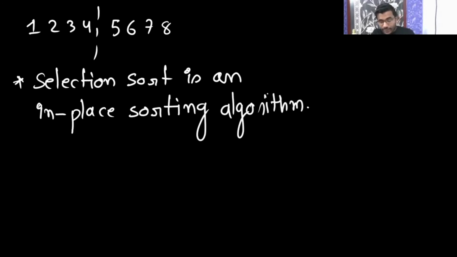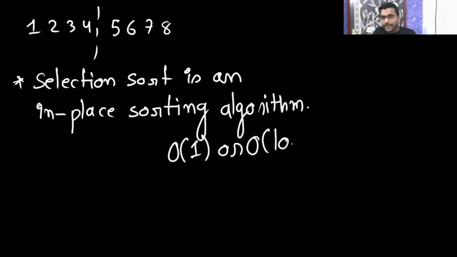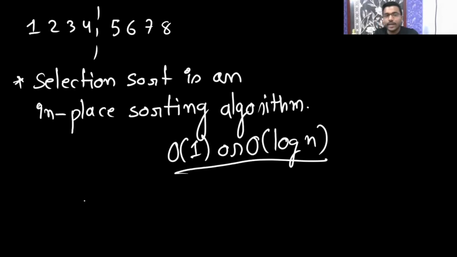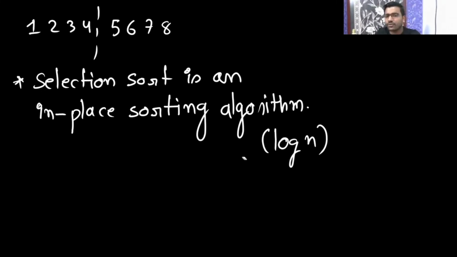The algorithm which takes either O(1) or O(log n) extra memory, constant space, is going to be your in-place sort. Here it is going to take only constant memory. You require only min, j and i, only constant, and always the iteration. So it is an in-place sort because it requires constant memory here.